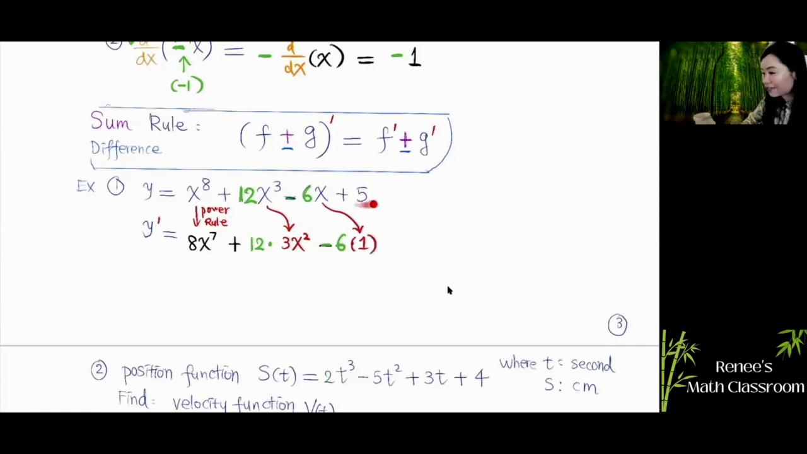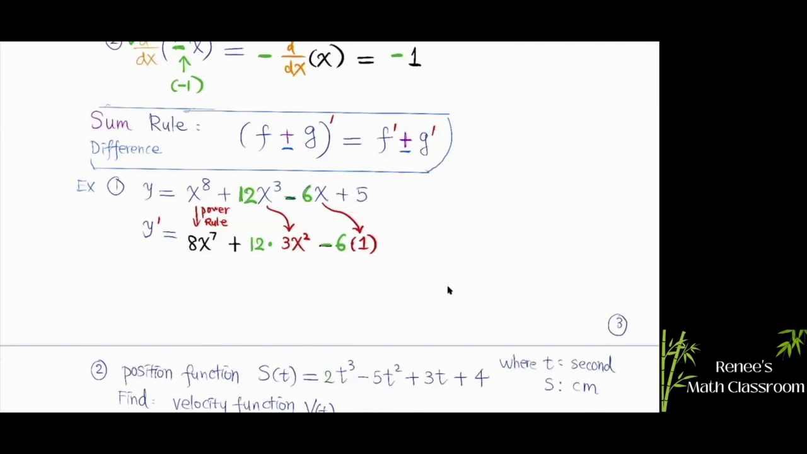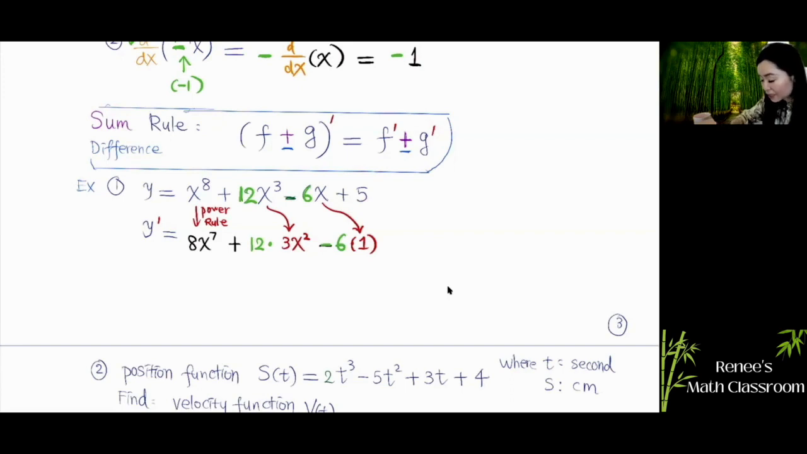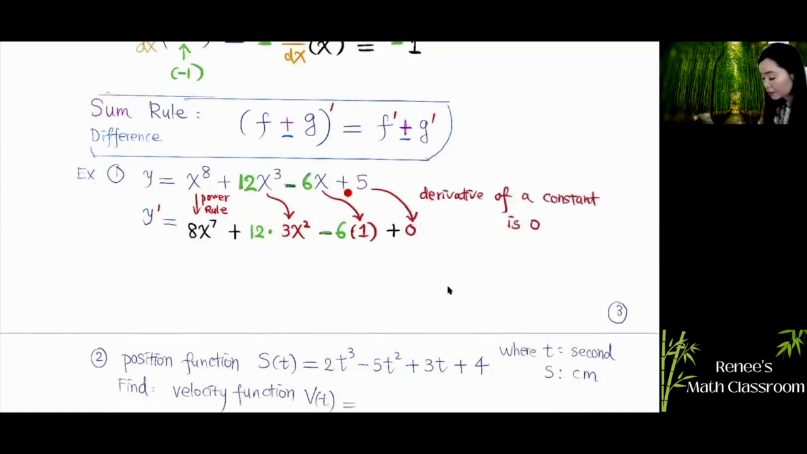What about 5? What's the derivative of 5? 0. It's 0. Yes, you got it. The derivative of a constant is equal to 0, remember. So that will be 0. Derivative of a constant is 0. Okay. So over here, the rules that we use are the power rule and the constant multiple rule. Power rule here, constant multiple rule. And we also use the sum rule and the difference rule, and the sum rule right here. Okay.